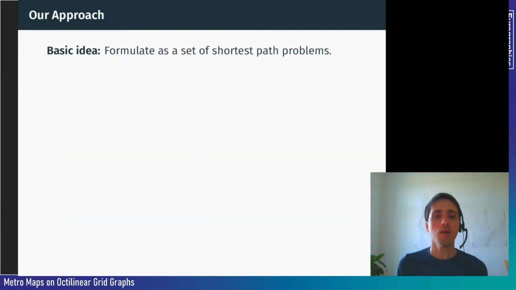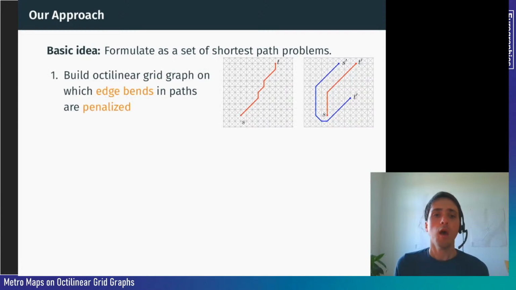So now the basic idea of our approach is to formulate the problem as a set of shortest path problems. Okay, shortest paths, but on what? Well, we built an octilinear grid graph in which edge bends along paths are explicitly penalized. So here on the left, you have a classic grid with diagonal edges and a uniform grid cost, and if you now calculate the shortest path from this node S to this node T, the resulting path may look like this and have many unnecessary bends. On our grid graph, edge bends in shortest paths are penalized, and the resulting path will look like this with the minimum number of bends. I will describe to you in a minute how this is done.